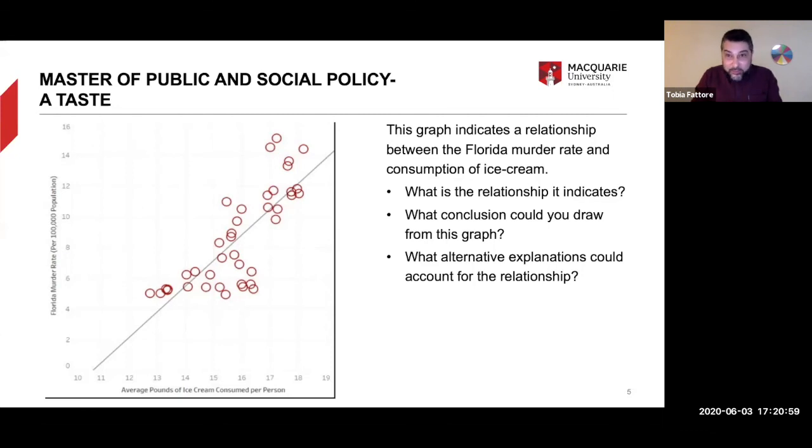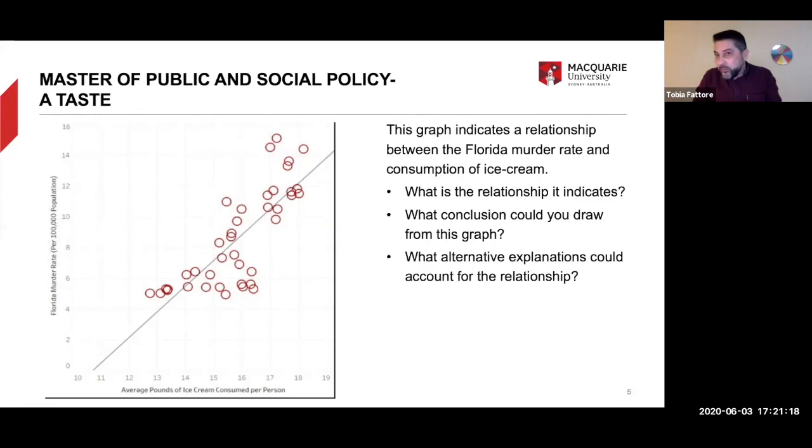Now, this is an interesting scenario here. What this graph illustrates is the relationship between the murder rate in Florida and the consumption of ice cream in Florida. And it shows a particular kind of relationship.